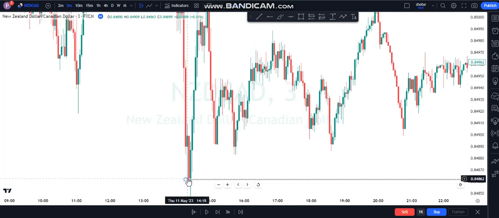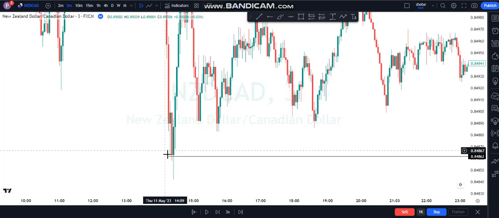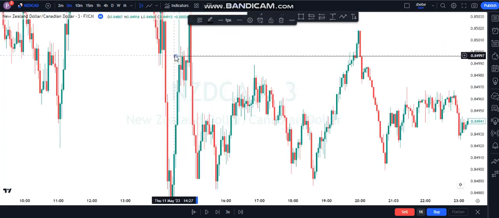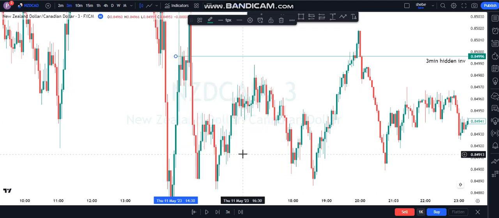Due to that, this was low, this was high, this was low, until we broke around, making this one our invalidation point. But that being an invalidation point, when the price came, it did not go past, but when it came back, it went past. So when it went past, hence making this one our 3 minutes hidden invalidation point. Yeah, just like that.